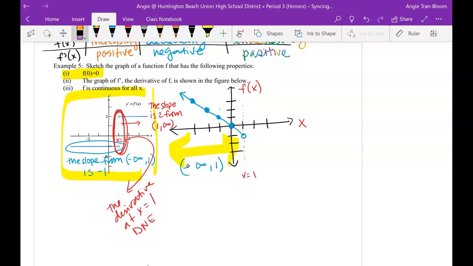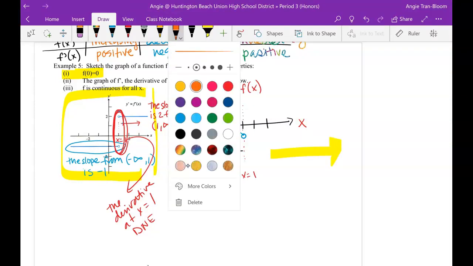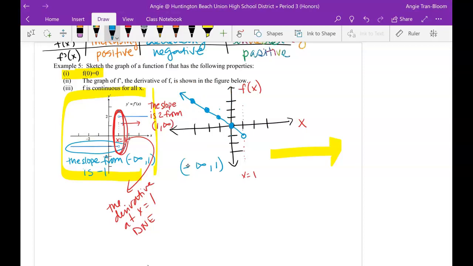Now let's go from erasing. I need to erase a couple things. It's too busy. Okay. Now let's go from 1 to infinity. The slope from 1 to infinity is 2. It's positive 2. What does that mean? I'm just going to count. Up 2, right 1. Up 2, right 1. That's what it means by having a slope of 2. You're just counting, okay? There you go.